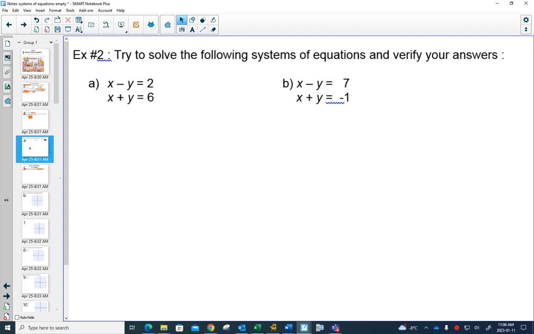Okay, see if you can guess and check to get these 2 to work. You're done? Oh, it's just too easy. Can you guess and check to find ones that work for the first one and ones that work for the second one.